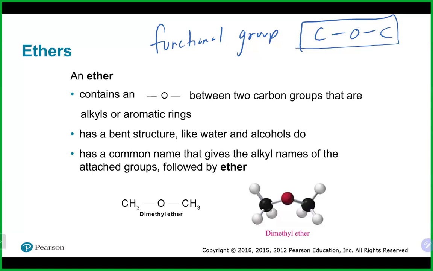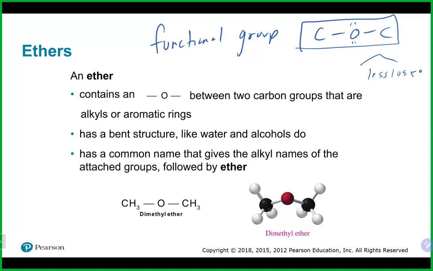And it has a bent structure like water, and that's because although a lot of times we don't draw the electrons, they are still there, and that gives it 4 electron pairs and 2 bonds, which gives it that bent or V-shaped type of geometry, less than 109.5 degrees in that case.